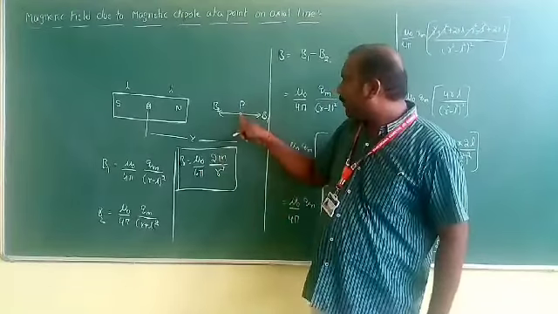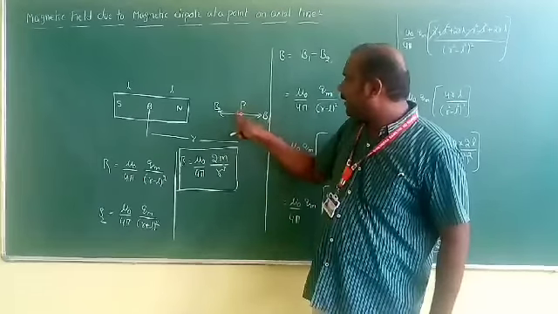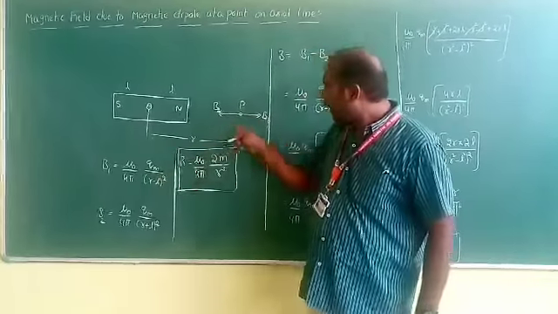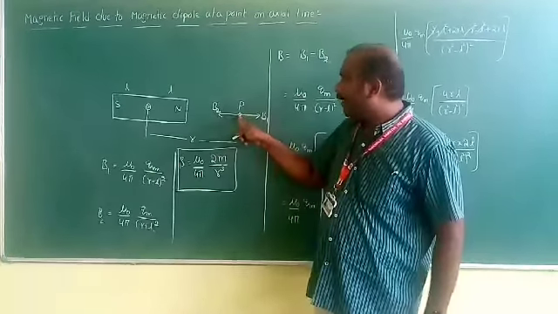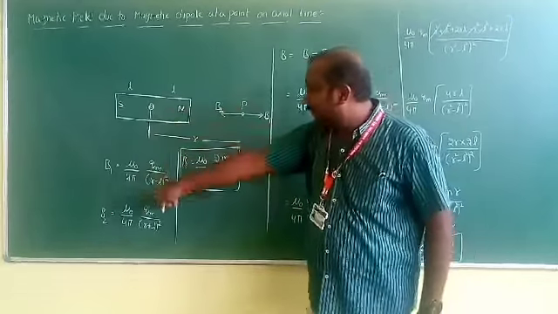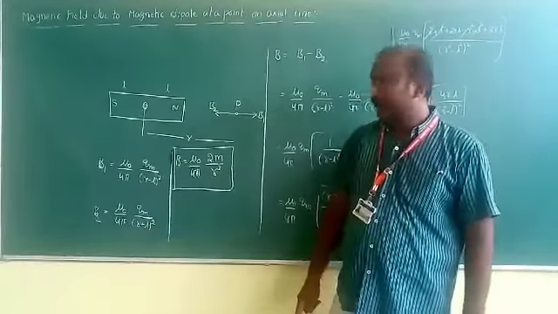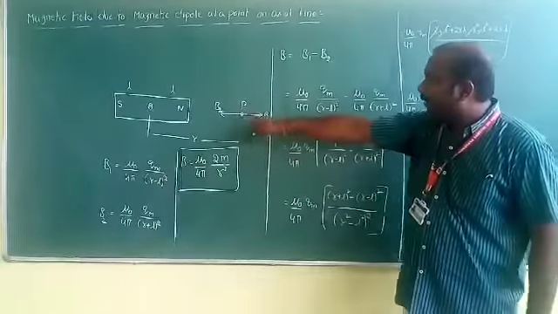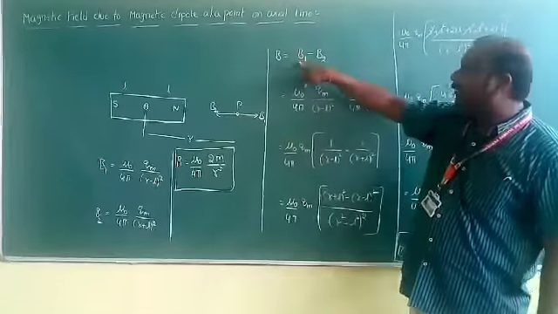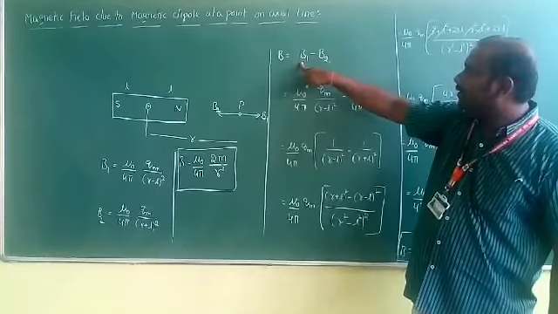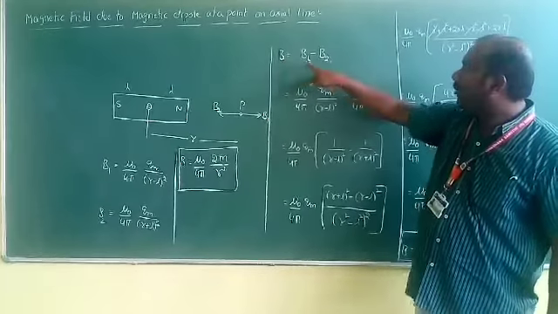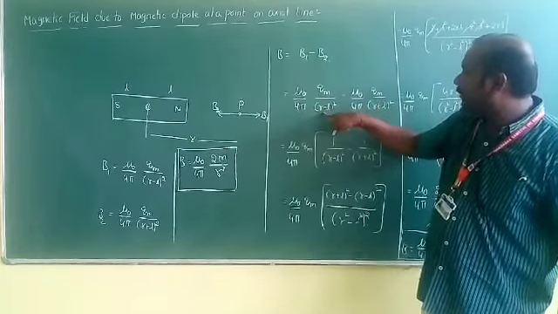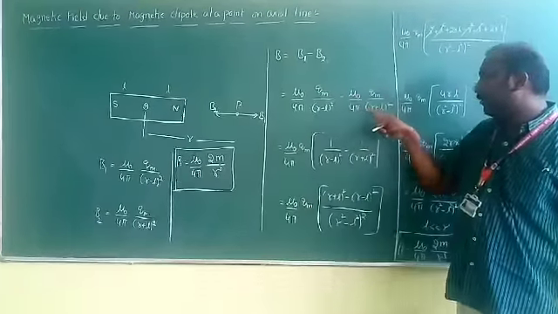Now, at point P, the magnetic field due to the north pole of the magnetic dipole is given by this equation. And at the same point P, the magnetic field due to the south pole is given by this equation, mu naught by 4 pi into Qm by (R plus L) whole square. But at point P, the net magnetic field is B equal to B1 minus B2, and in place of B1 I can substitute this equation, in place of B2 I can substitute this equation.